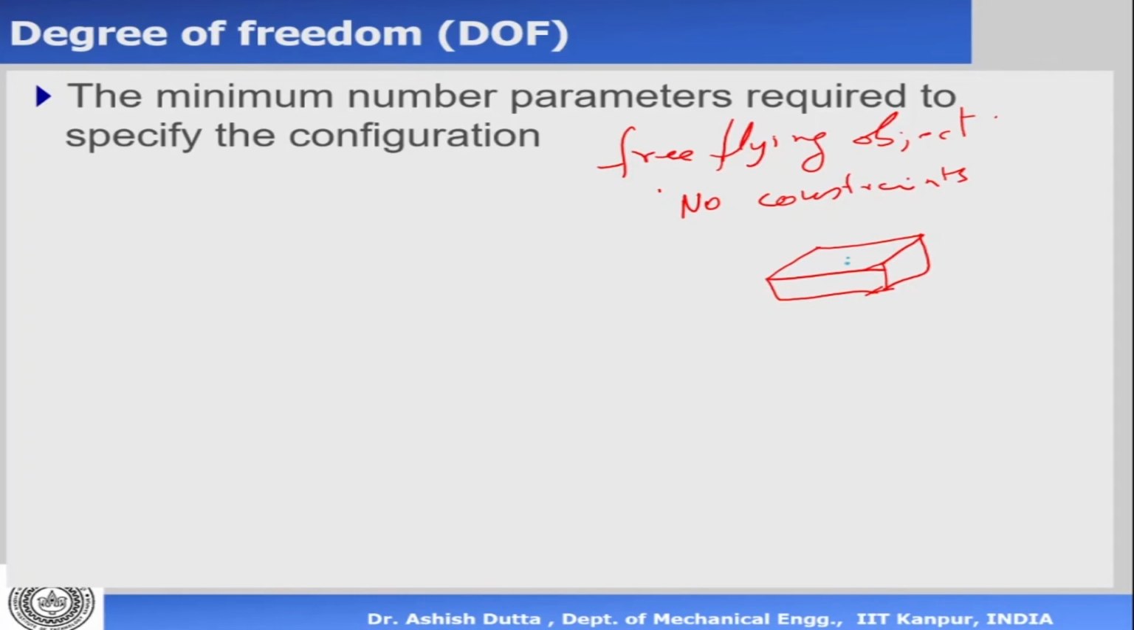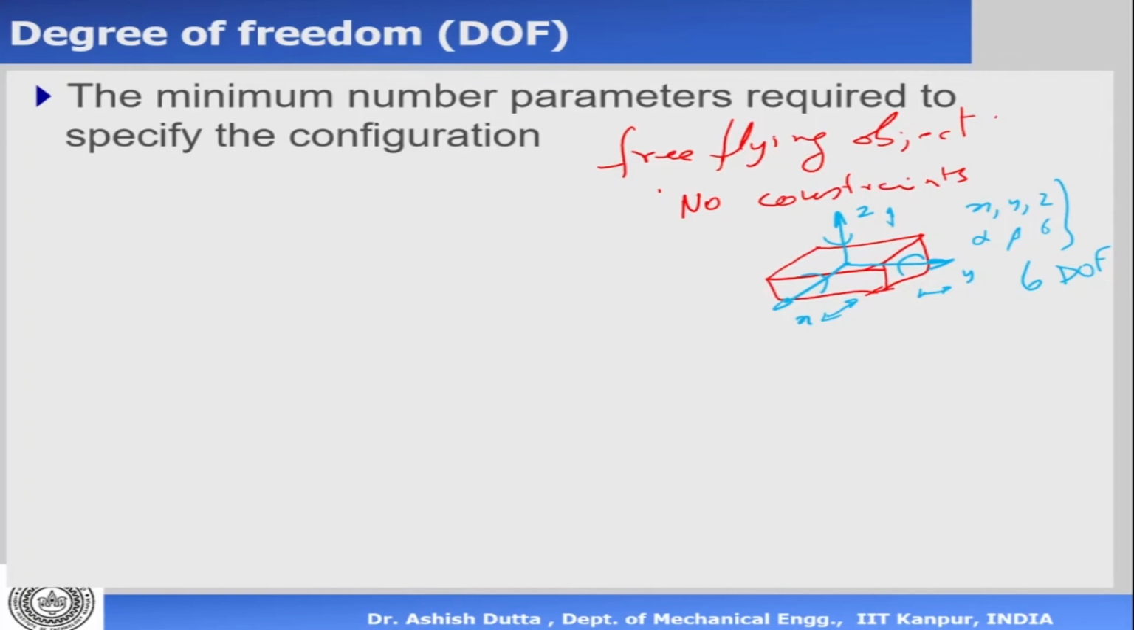First, let's say I put an axis at the CG, x, y, and z. So it can have motion along the x direction, y direction, z direction. It can move like this. It's free, there are no constraints. It can rotate about x, y, or z, so we can have an alpha, beta, and gamma. So how many are there? 6. So this is 6 degrees of freedom. A freely flying object which has no constraints has 6 degrees of freedom to define the configuration.